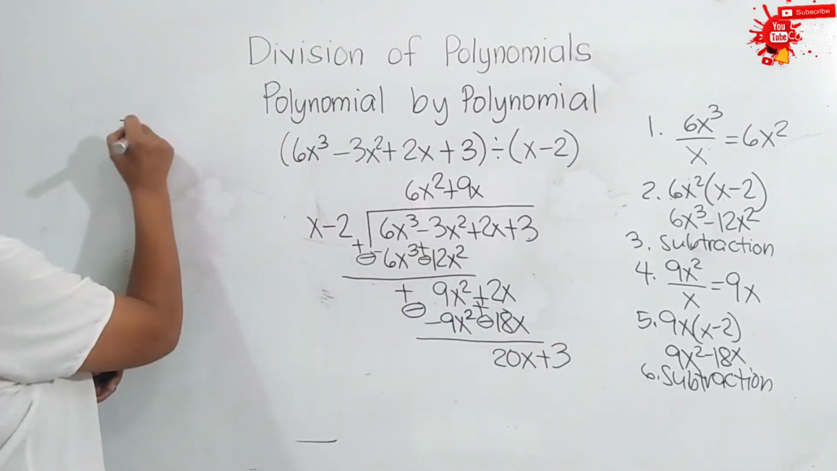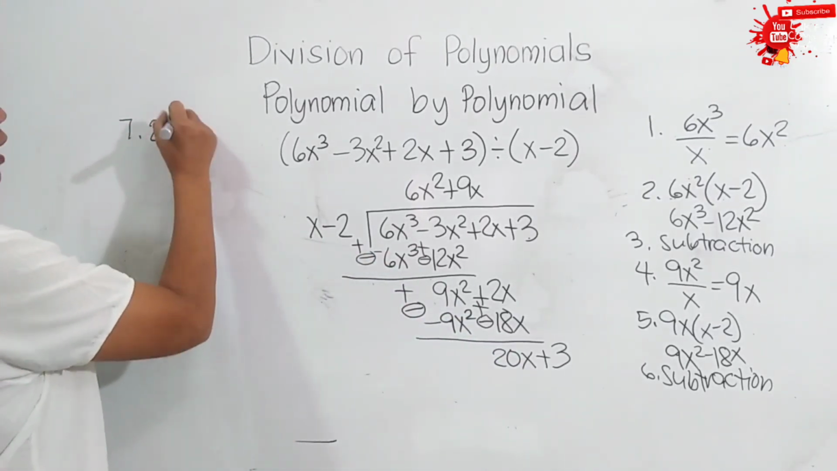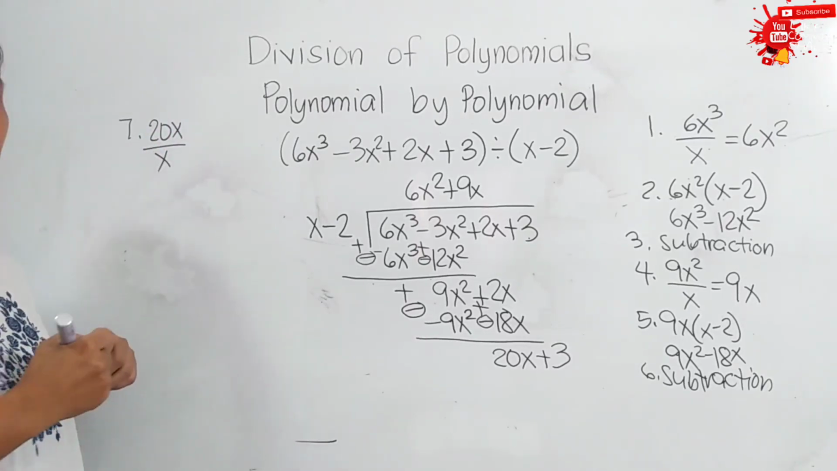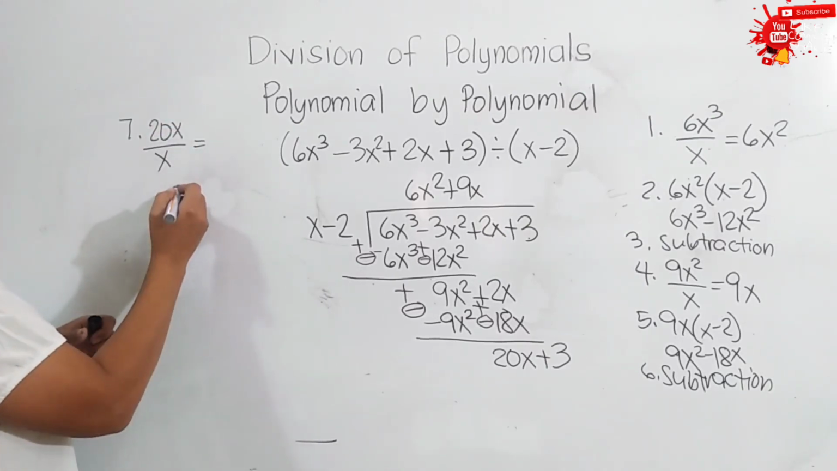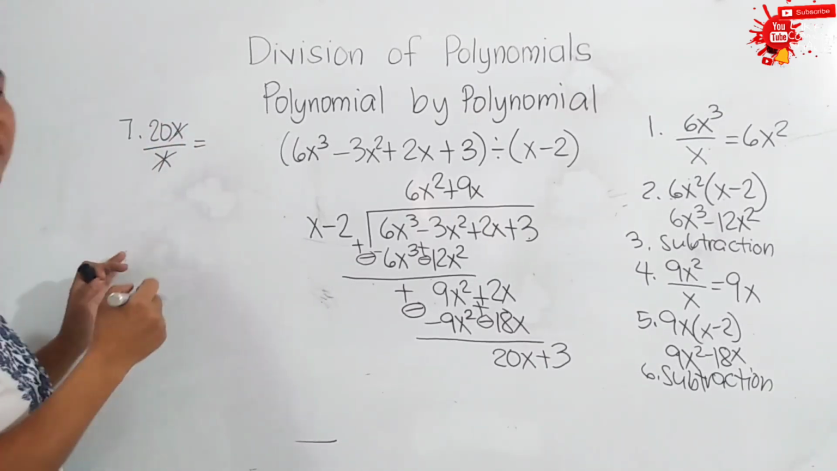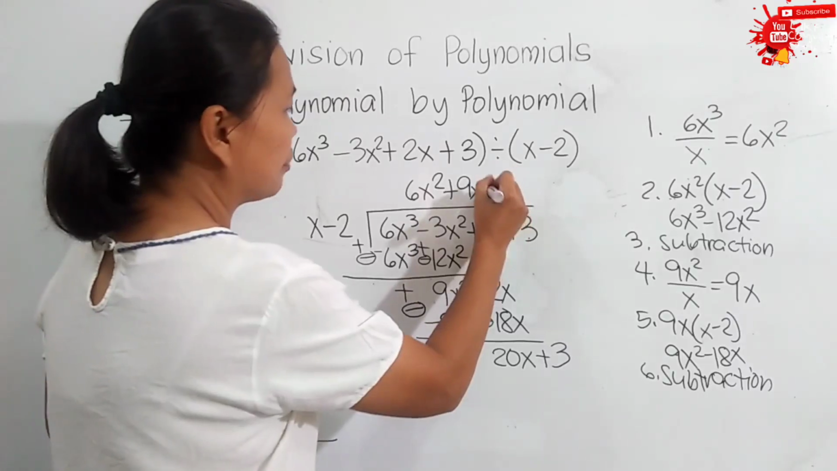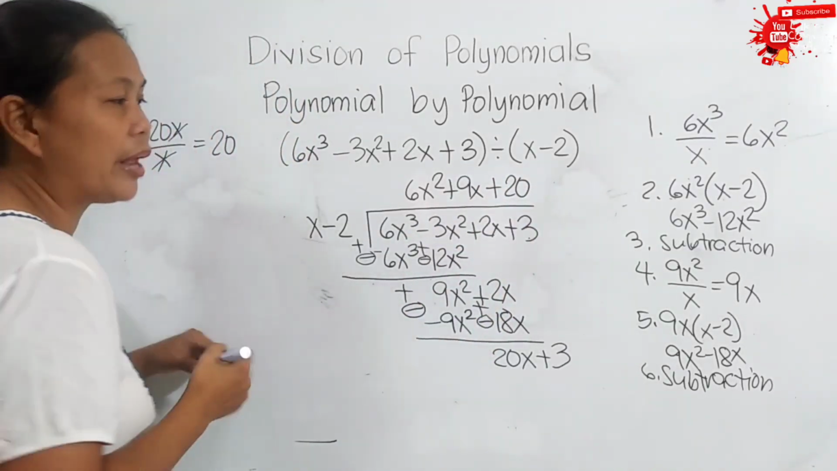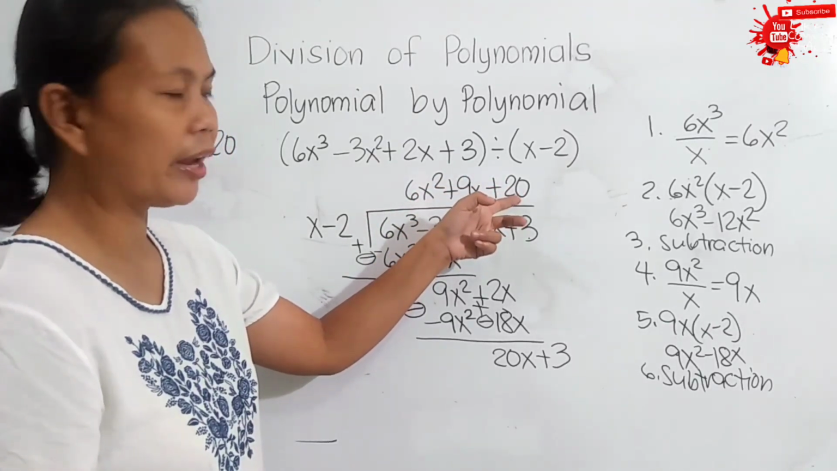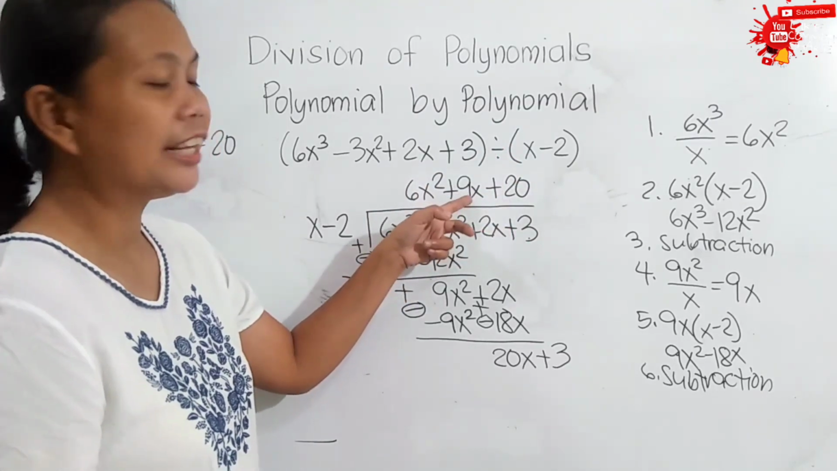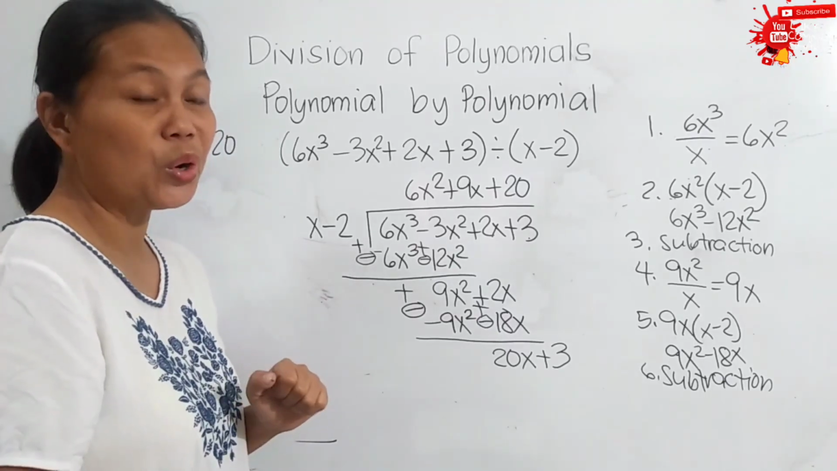So the next step here is to divide first term divided by the first term. So we have 20x divided by x. Okay? So again, if we have the same base and the same exponent, we can cancel x because it is already equal to 1. So our answer is 20. So we have here positive 20. So again, we have to write the positive or plus sign here, okay? Then followed by 20 to separate 20 from 9x. Again, if you do not put the positive sign there, your quotient will be wrong.